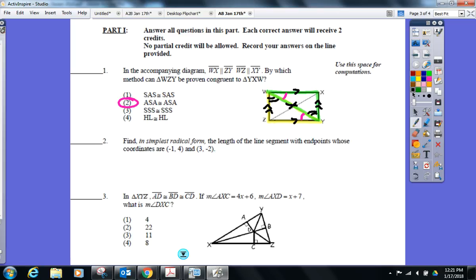Are there questions on this? The reflective side is in between the two angles. Here are the two angles. Here's the side in between.